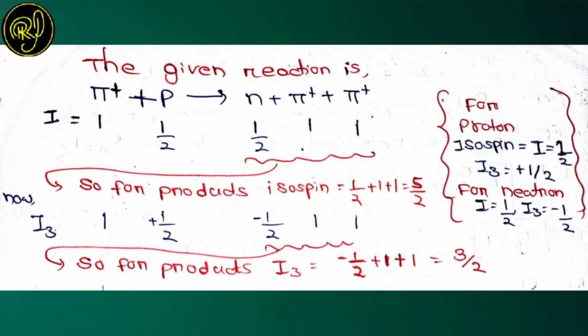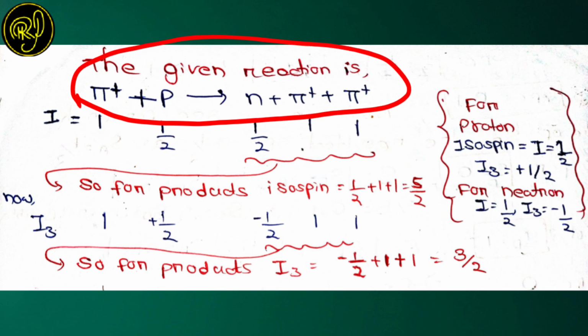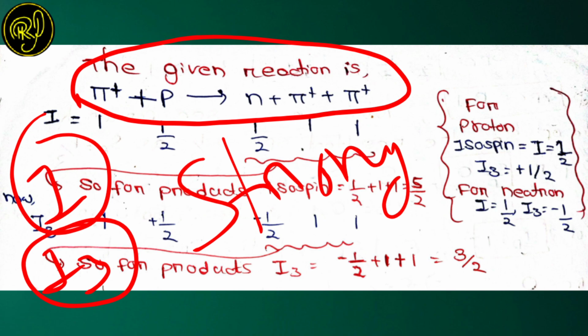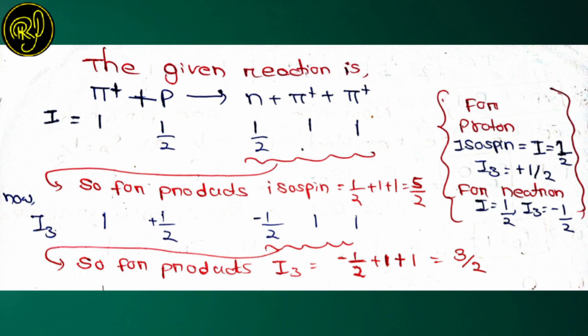In the question the reaction is pi plus plus proton gives neutron plus pi plus plus pi plus. You must know a concept that in any reaction, if it is a strong reaction, then isospin is conserved, and the third component of isospin I3 is also conserved. Both quantum numbers are conserved.